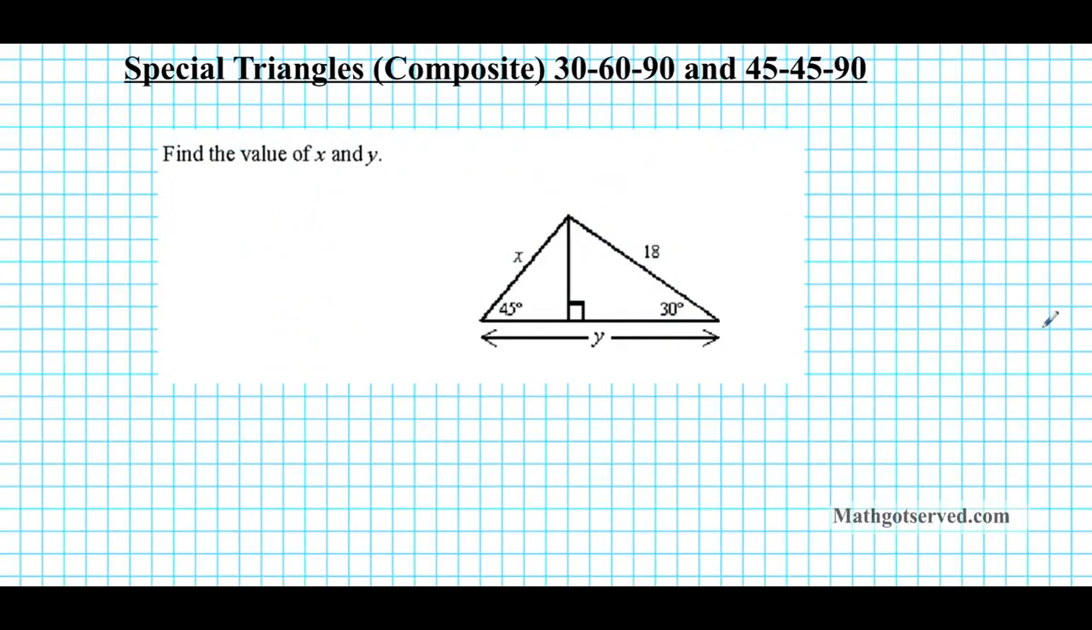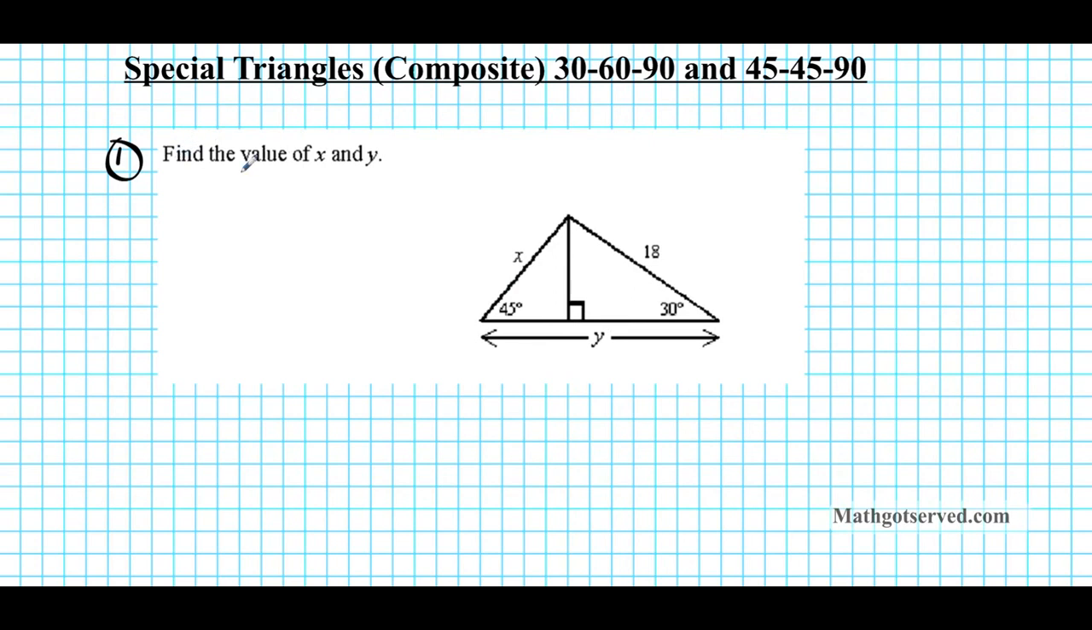Hey there, students. In this clip, we're going to be going over an example on special triangles. We're going to be dealing with a composite case where we have a triangle that is a combination of the two special triangles, the 30, 60, 90, and the 45, 45, 90 special triangles, okay? And that's illustrated in this figure here below.